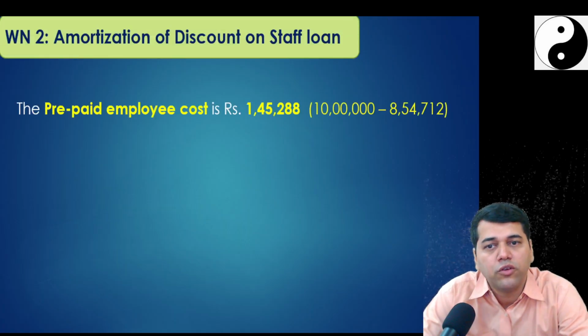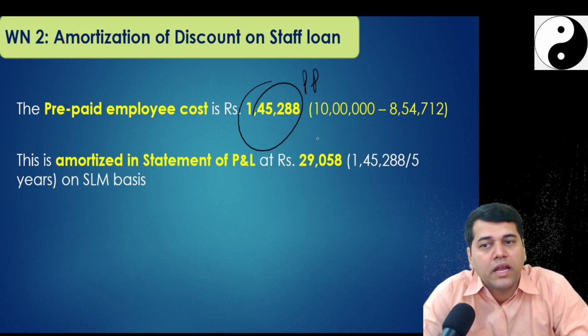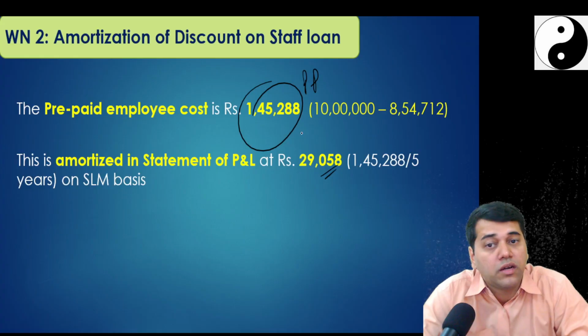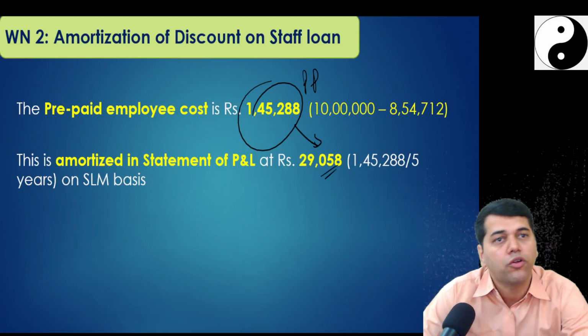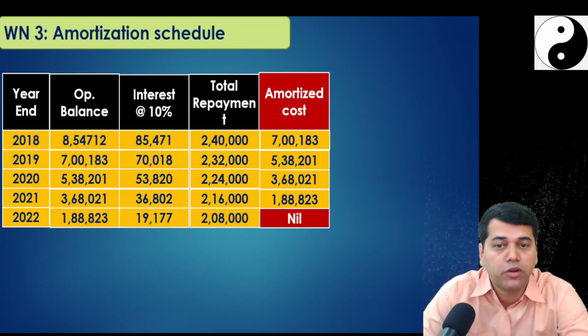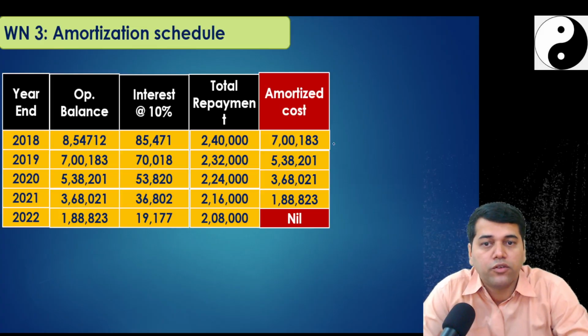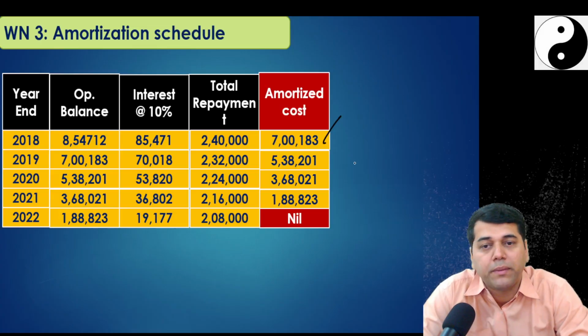Then you would have discounted and you would have classified 1,45,000 into prepaid, and first year you would have charged to P&L account. After this, 29,058 you would have charged to P&L account, 1/5 of 1,45,000, and you are already told why you are doing this, because it is in IAS 19 employee benefit expense. Now you would have prepared an amortization schedule, and you have said at the end of the year it is 700,183, because they expect you to prepare a balance sheet at the end of the year.